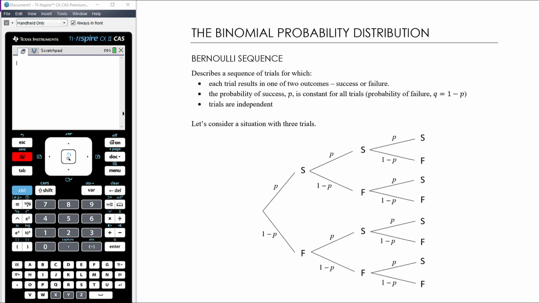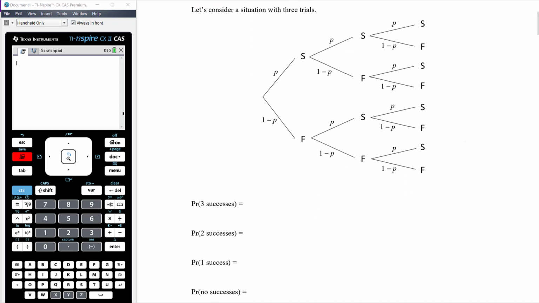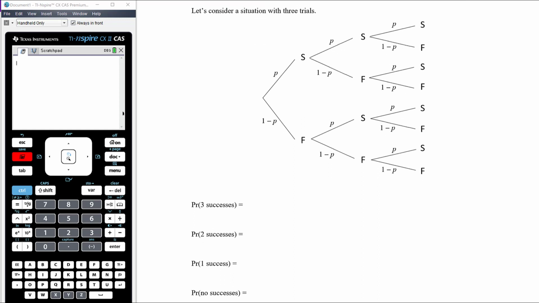Okay, let's start to have a look at this. So let's consider a situation with 3 trials. I'm just going to have success or failure at each trial. So my first trial, I either get success or failure.